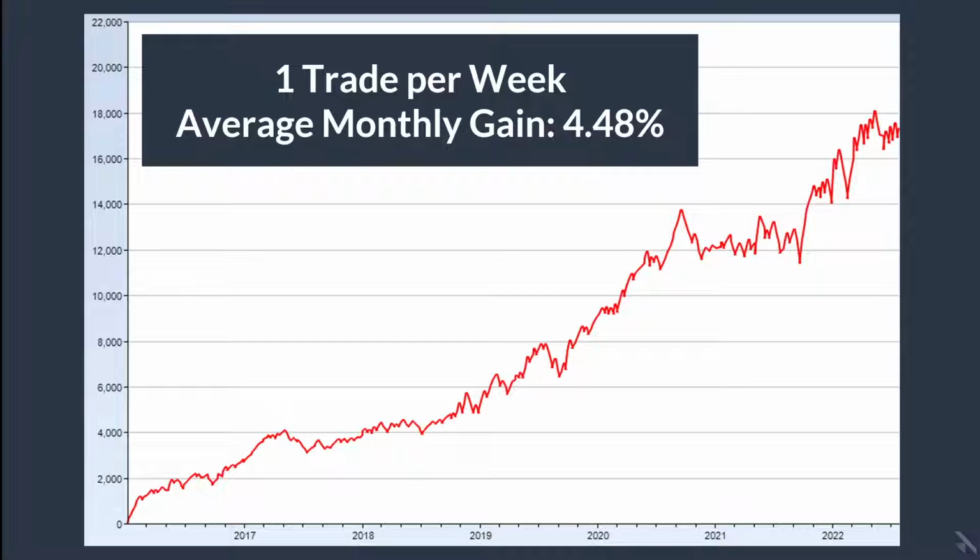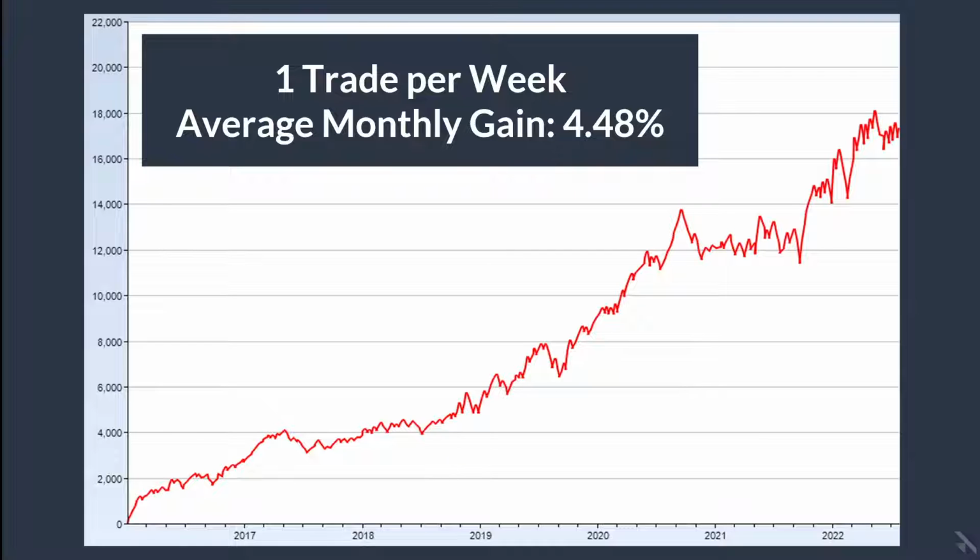Now, if you're like Mike and a lot of our students, you can start by just trading the SPX. And that's an index that trades the S&P 500. It only involves one trade per week. It's averaged about 4.5% per month since 2016. The odds are stacked in your favor on these trades.